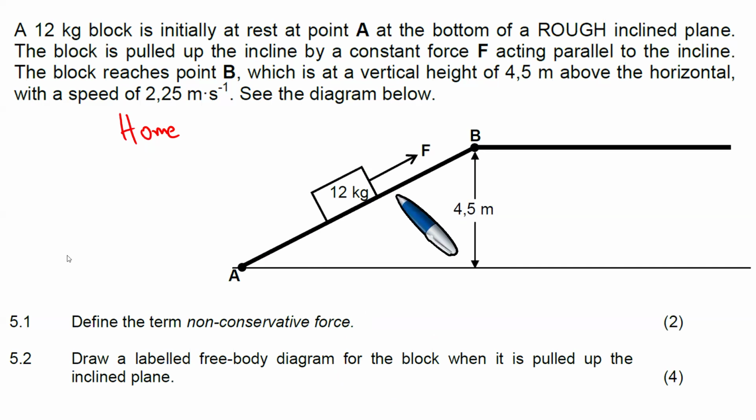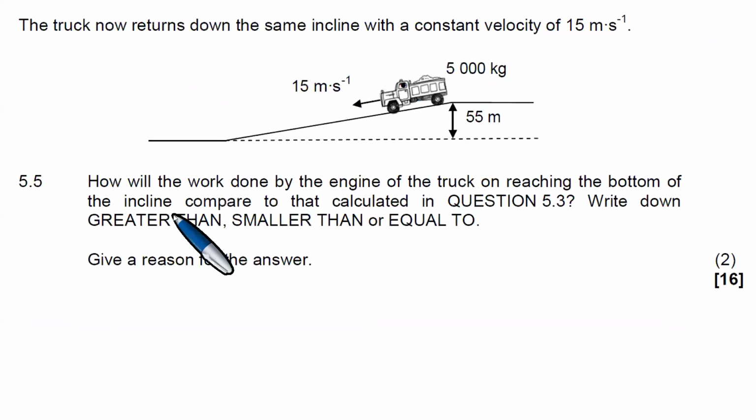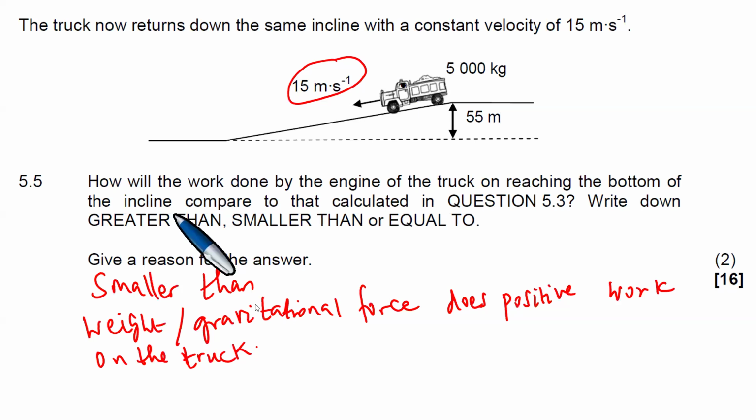Okay, yeah, I wanted to see the previous answer. This is the previous answer. We said that it's going to be smaller than. Why would it be smaller than? The reason for that is because the weight or gravitational force does positive work on the truck.